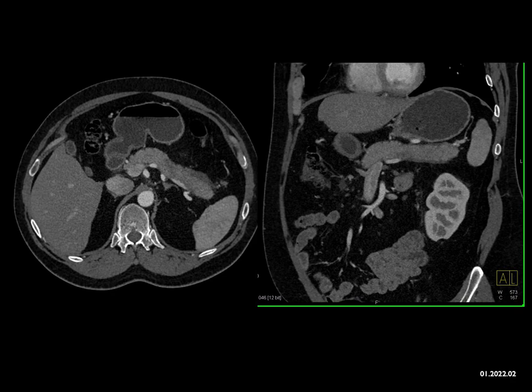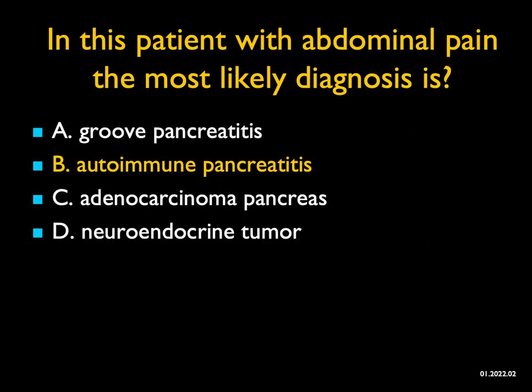Well, this is a great case because we could understand why you might pursue the thought of adenocarcinoma. The patient had abdominal pain, but this is classic, that halo, the lack of duct dilatation, the hypodense zones. This is a beautiful example of autoimmune pancreatitis. Autoimmune pancreatitis is a real challenge for us. We know IgG4 is elevated often, but only about half the cases.